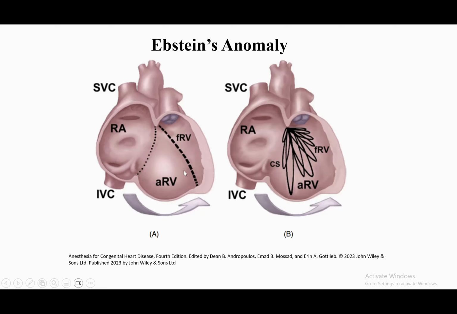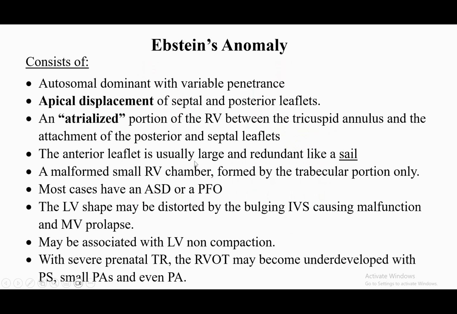So these are the positions of the anomalous leaflets according to the severity. The more towards the infundibulum, the more severe the case. This is the atrialized part of the RV. So this is the normal part with the normal thickness, but this part is thin because it's essentially part of the right atrium, and the right ventricular cavity becomes small.